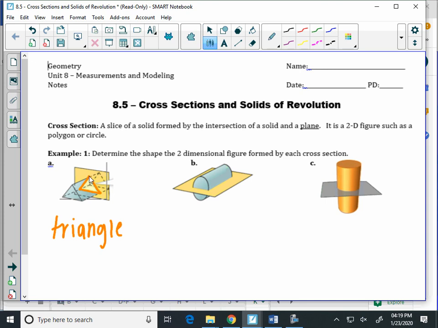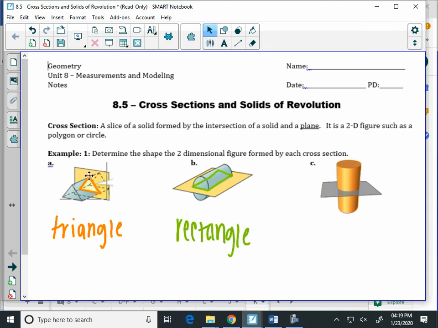For B, again, I'm tracing along the three-dimensional figure where the plane is hitting it. I'm estimating what's over there, and I just trace around it. And I notice that the two-dimensional figure I made when I traced was a rectangle. So that is the 2D figure formed by that cross-section, a rectangle.